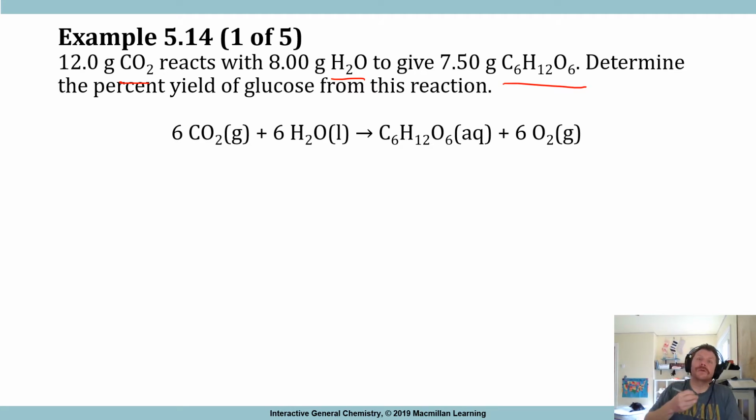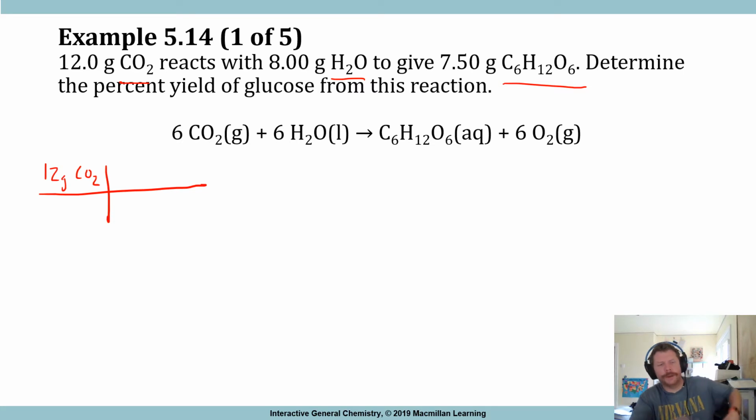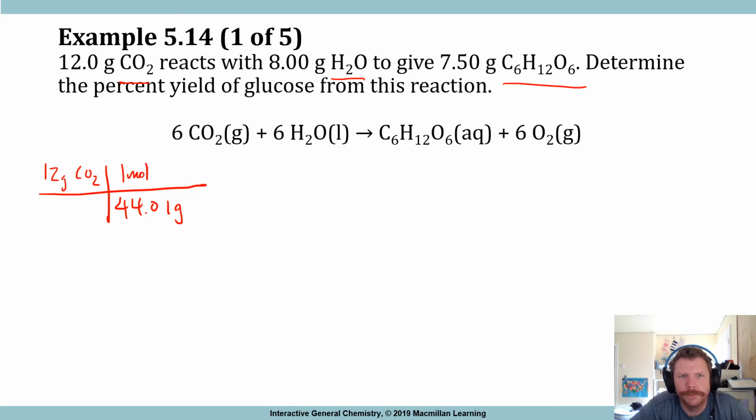And this is actually integrating what you did in the last segment. What you're going to do is convert these masses, 12 grams CO2, to the number of moles so that you can figure out the molar mass of all of these, so that you can figure out the limiting reactant. So the molar mass of CO2 is 44.01 grams. Okay, and that will give me 1 mole of CO2.